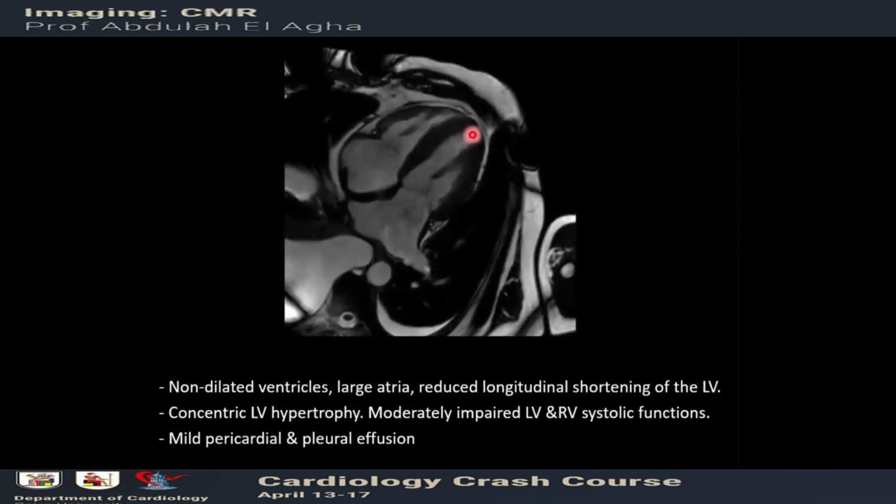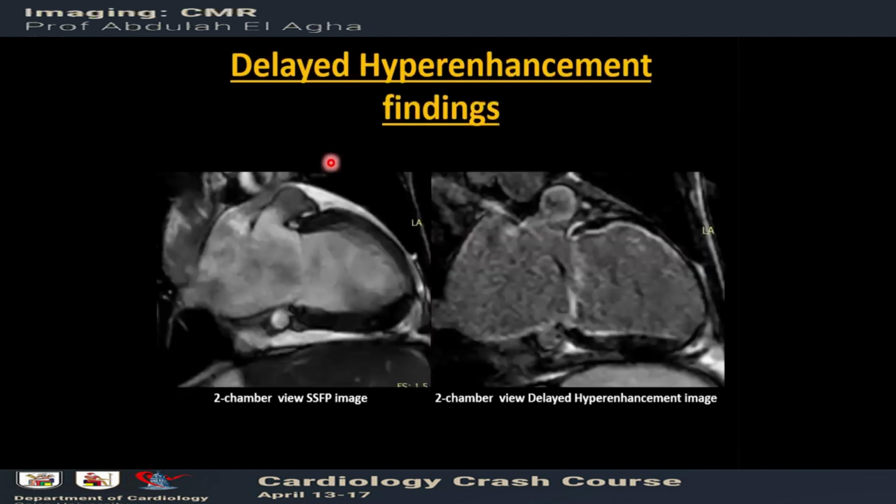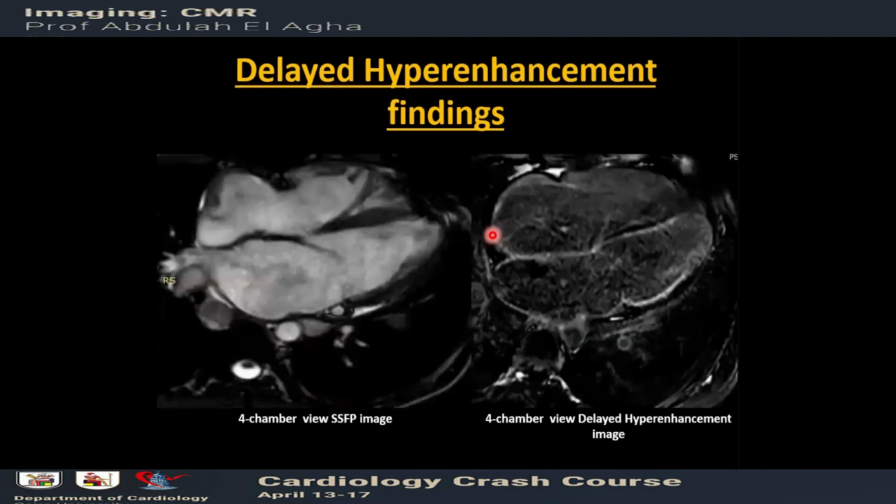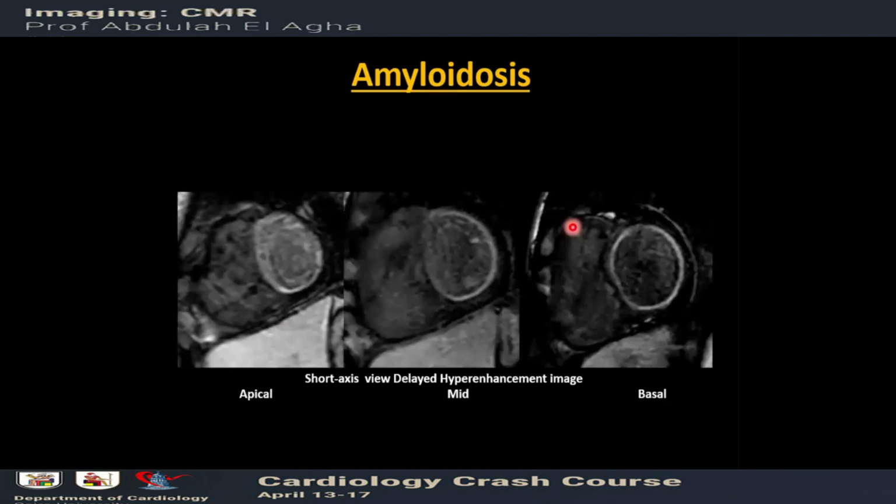And we see here a mild concentric LVH with pleural effusion and pericardial effusion. We go directly to delayed enhancement: diffuse endocardial enhancement of the left ventricle and the left atrium. If you look here in the four-chamber view, there is global diffuse endocardial enhancement. All the endocardium is enhanced, and both atria are enhanced. This is a classical sign of amyloidosis.